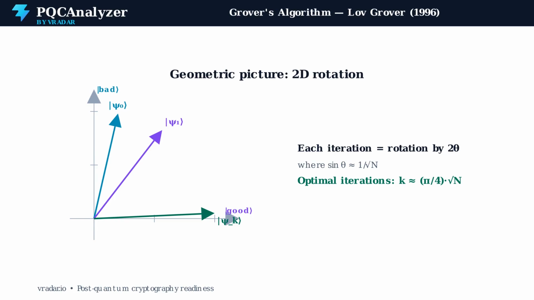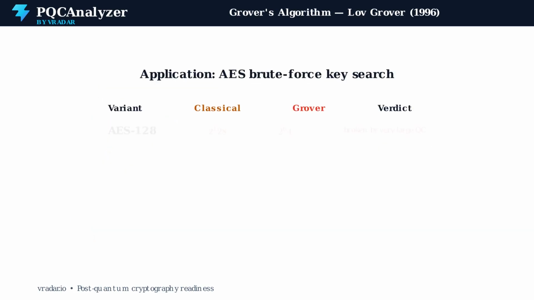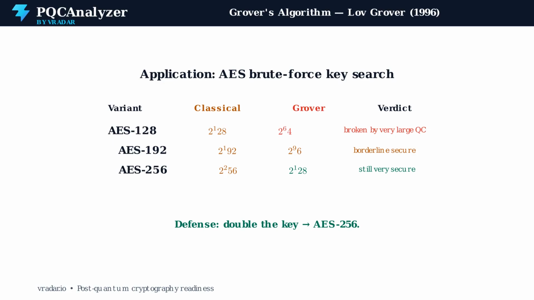Apply this to brute forcing AES. AES-128's 2 to the 128 key space drops to 2 to the 64 trials under Grover, theoretically breakable by a very large quantum computer. AES-192 falls to 2 to the 96, borderline secure. AES-256 stays at 2 to the 128, very secure. The defense is obvious: double the key to 256 bits.